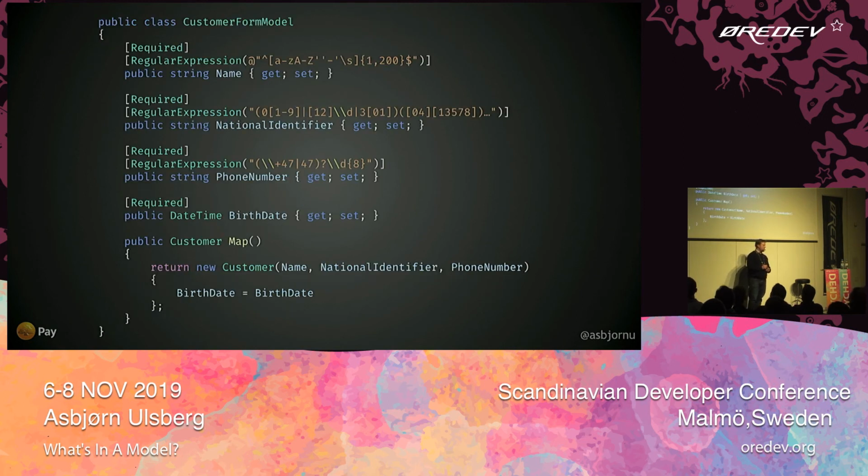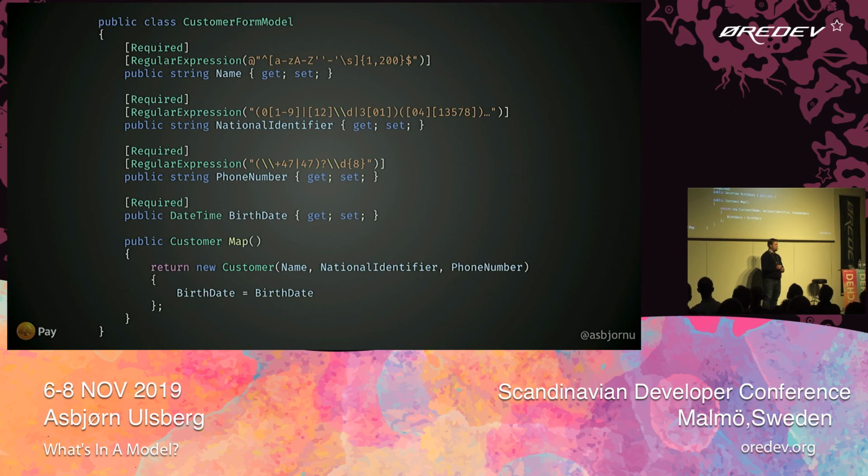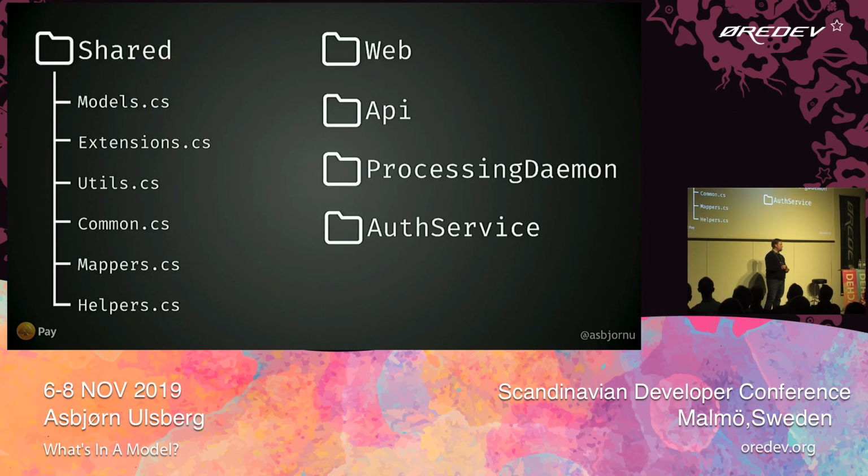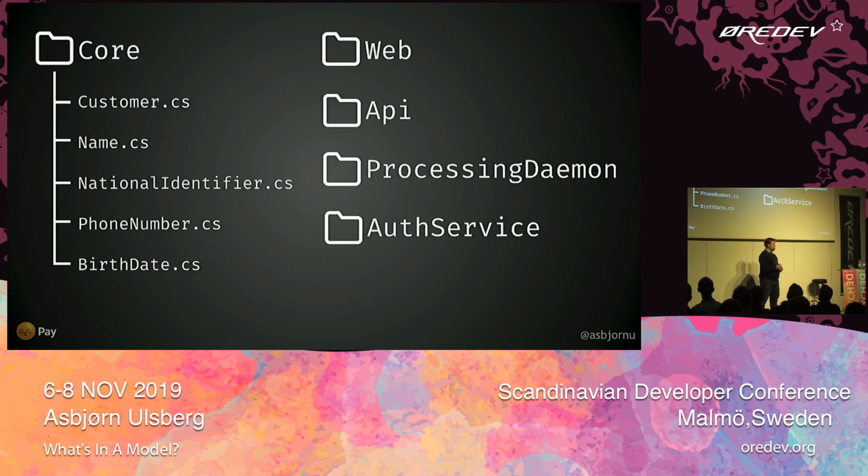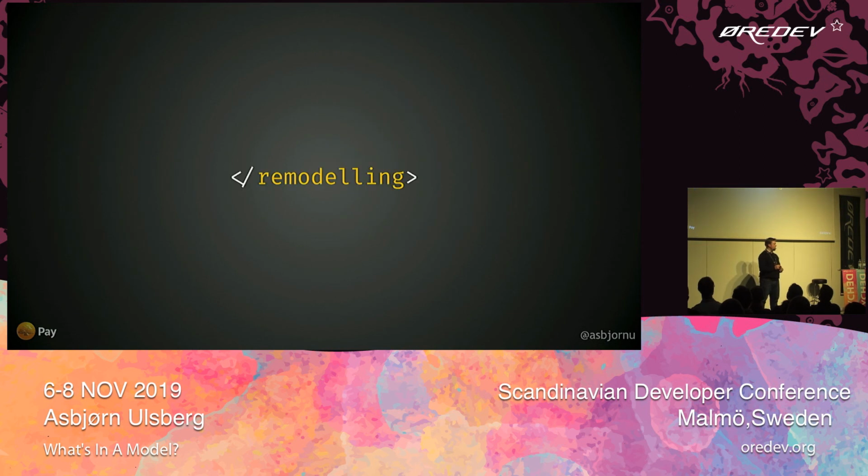The form model still looks mostly the same, but now it has a map method that returns a constructed customer class. And we can be sure that it's valid all through the code base. And perhaps more importantly, we managed to turn this into this. The shared project is gone, replaced by a core domain project with no external dependencies and a set of neatly defined domain objects that comply with the SOLID principles and our business rules.